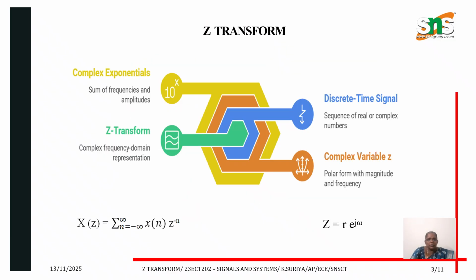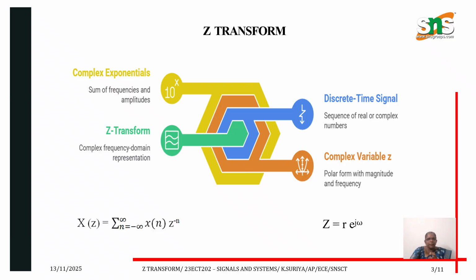So let us see what is Z transform. It is a mathematical transformation that converts a discrete time signal, which is a sequence of real and complex numbers, into a complex frequency domain representation. So it is analogous to the Laplace transform for continuous time signals.